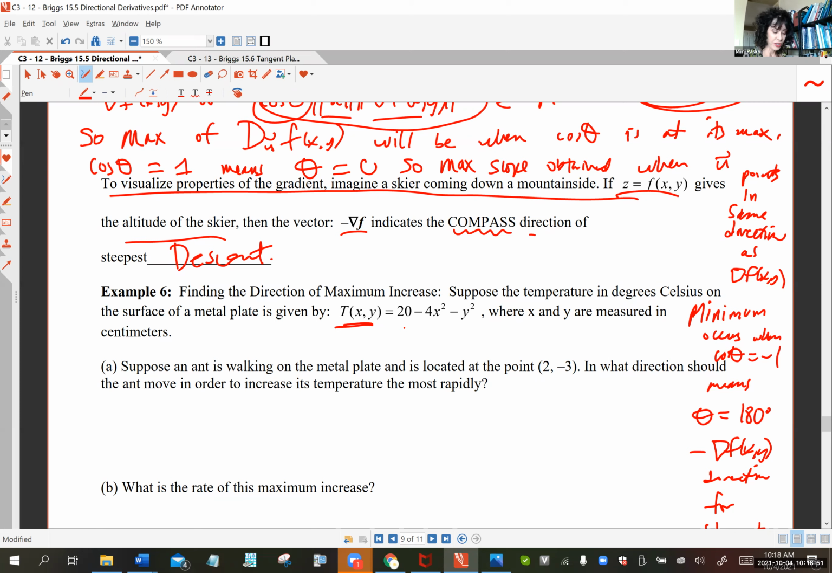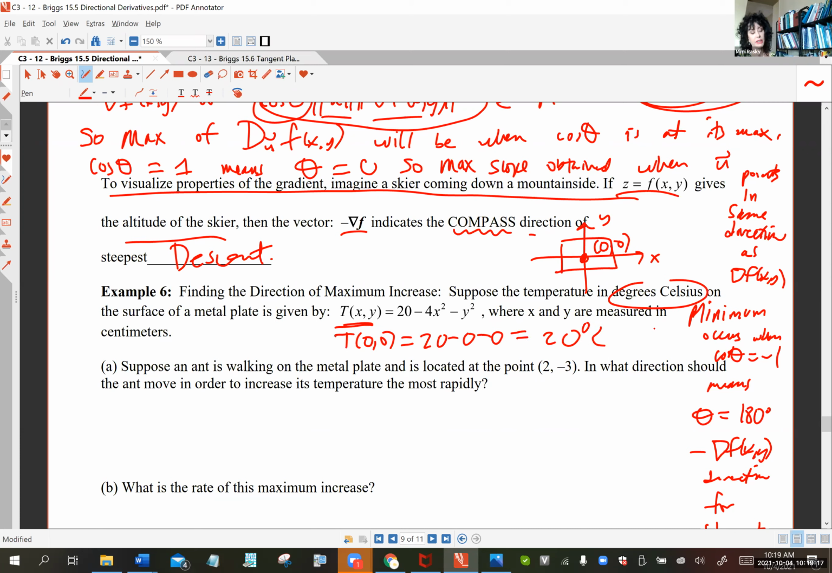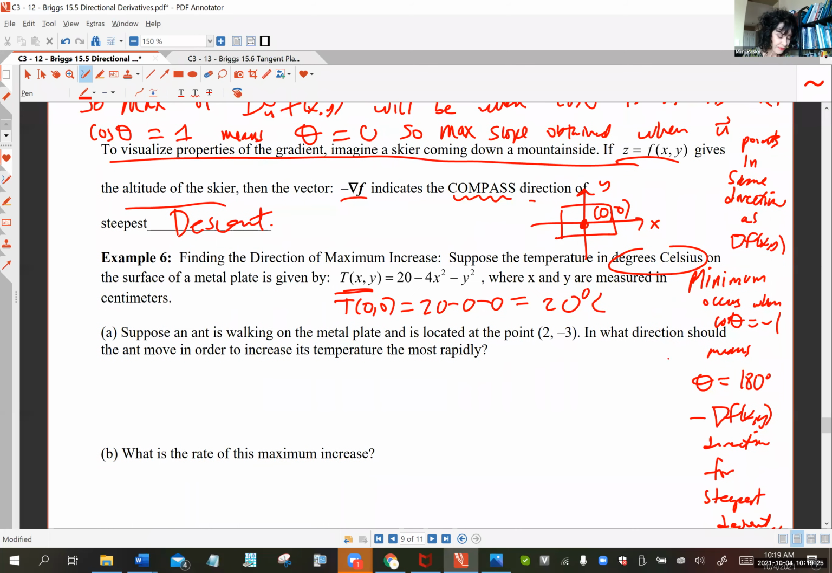It's a great application. So if you had a hot plate here, we'll overlay an x and y coordinate system on top of the hot plate. If you plug in some point from your hot plate, like just say (0,0), you'll get the temperature of the hot plate at that point. So if you plugged (0,0) into this temperature function, it looks like the temp would be 20, and they're talking about degrees Celsius, so 20 degrees Celsius. And you can plug in any other point from your hot plate, and it'll correspond to a temp instead of an altitude. Fine. So imagine an ant is walking on the metal plate.